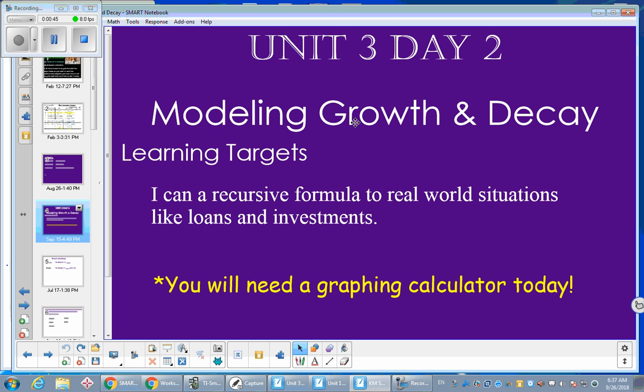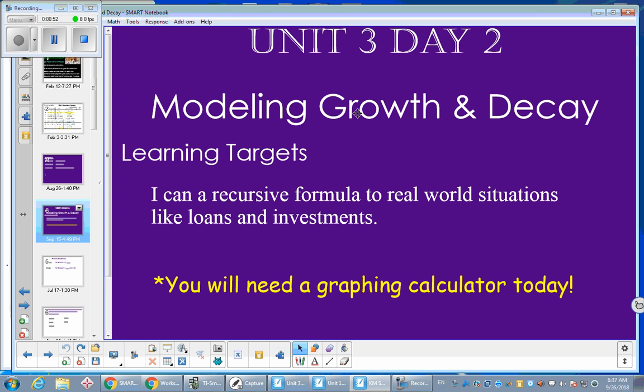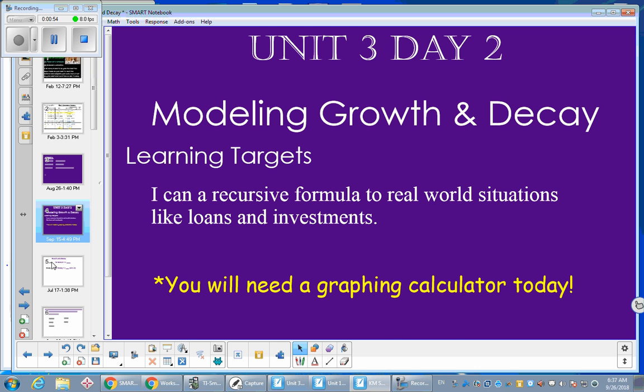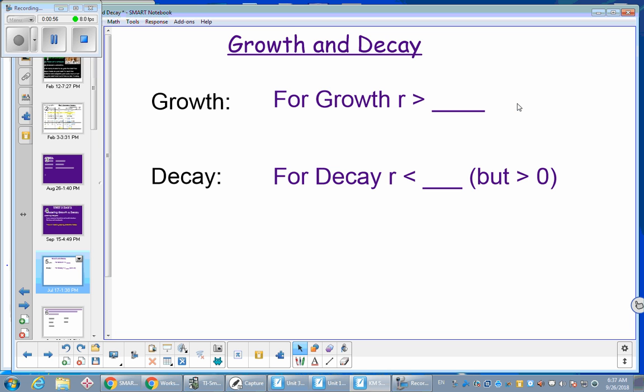So as I said, we're doing growth and decay today. So your goal today is you can write recursive formulas to real world situations like loans and investments, as well as find the growth and decay factor for each formula. So the first thing we're going to note is that for growth, it's a common ratio that's greater than 1. And for decay, it's a common ratio that's less than 1, but has to be bigger than 0. Okay? So if I had a factor of 1.25, that would be growth. If I had just the 0.25, that would be decay.